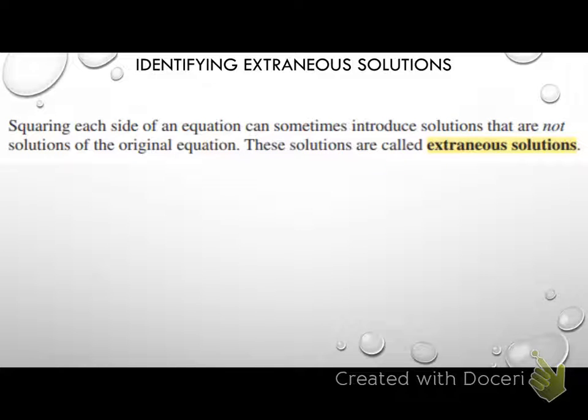So today, we're talking about identifying extraneous solutions. Squaring each side of an equation can sometimes introduce solutions that are not solutions of the original equation. These solutions are called extraneous solutions. So for example, if I have the square root of x equals negative 2, how would I get x by itself? How would I get rid of that square root?